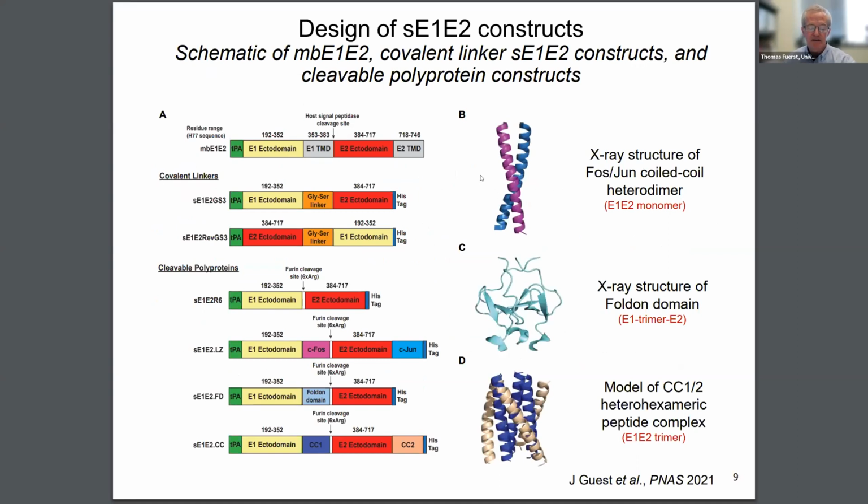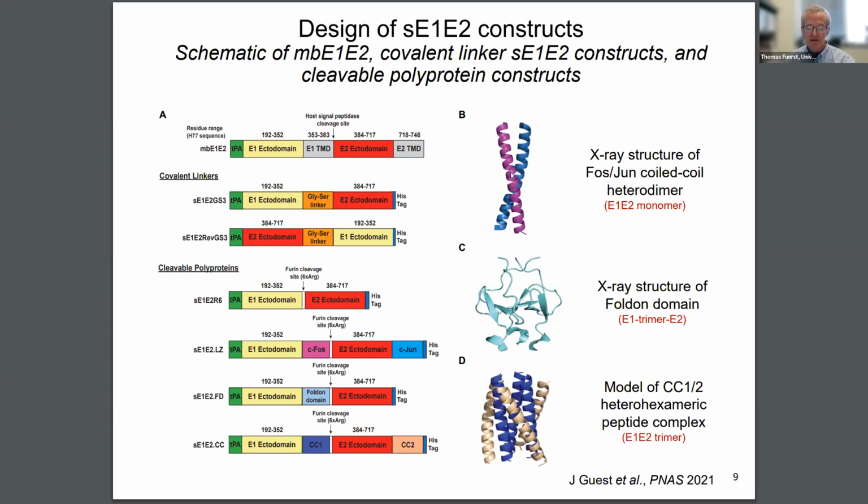So here we show the designs of a set of E1E2 constructs that we tested to determine which ones might be suitable for development of a native-like secreted heterodimer. Specifically, this slide shows 3 scaffolds that were tested. In B, a human phosgene leucine zipper, a coiled-coil heterodimer with a known structure derived from its transcriptional regulator in mammalian cells. And C, a foldon domain from bacteriophage T4, a self-trimerizing domain used to stabilize other soluble viral glycoprotein trimers such as spike and RSV F. And in D, a heterohexameric peptide complex that would reflect a model of E1E2 trimeric architecture.